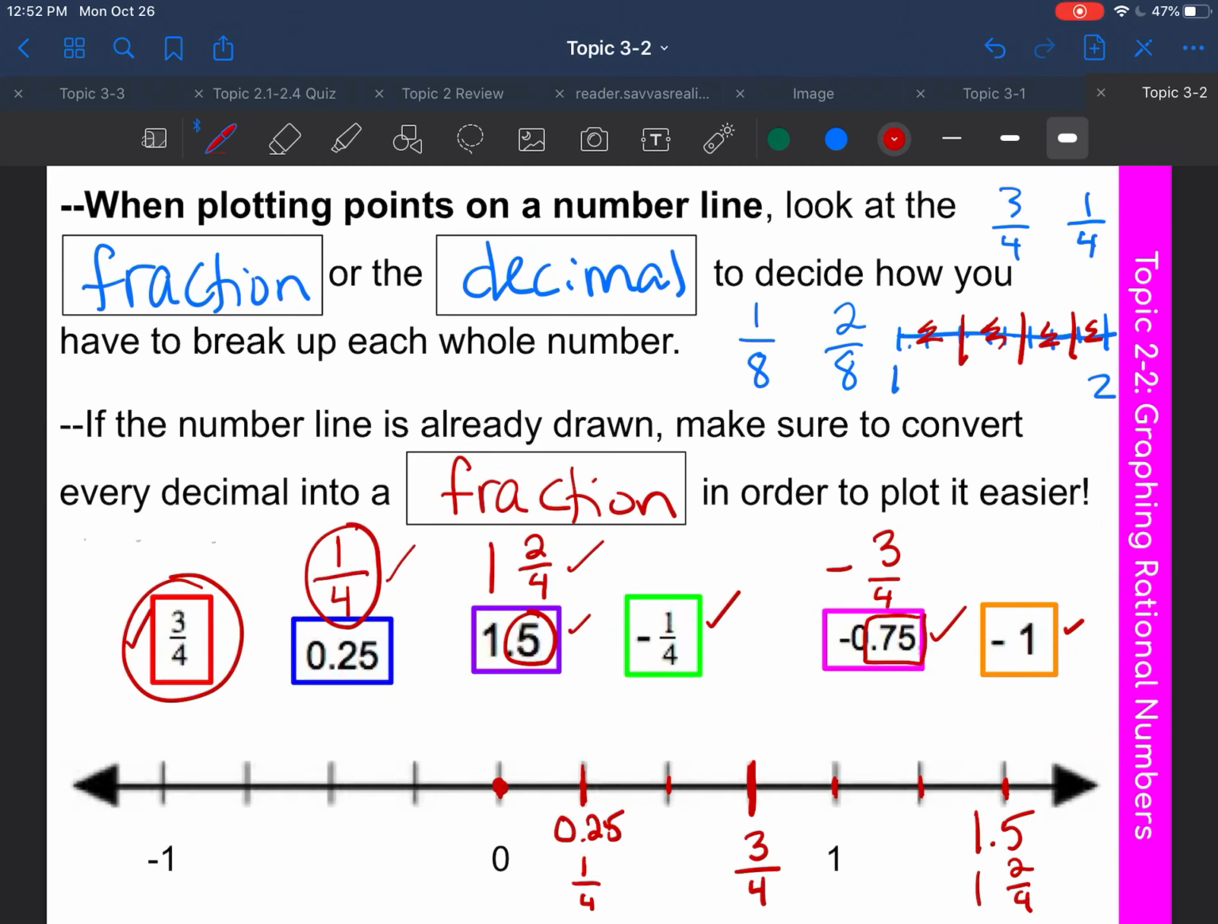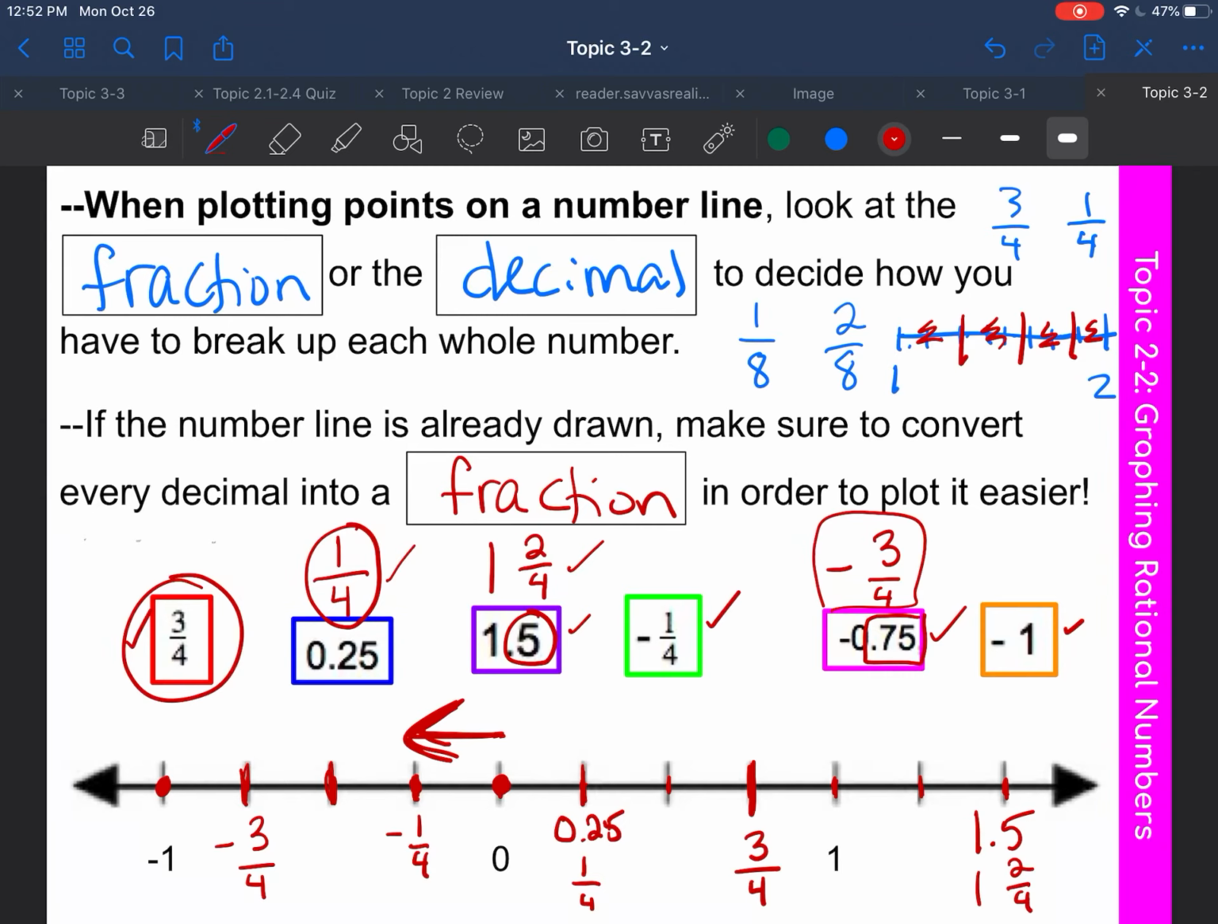Okay, then we have negative 1/4. We start at 0. Again, I always like to start at 0, and then we go towards the negatives. So this is negative 1/4. The next one is negative 75/100ths. Again, it's a negative, so we're going to go this way. We can start at 0, and it's the same thing as saying negative 3/4. So we have negative 1/4, negative 2/4, negative 3/4. And lastly, we have -1, which is right here.